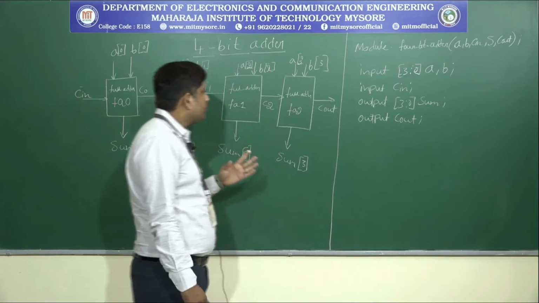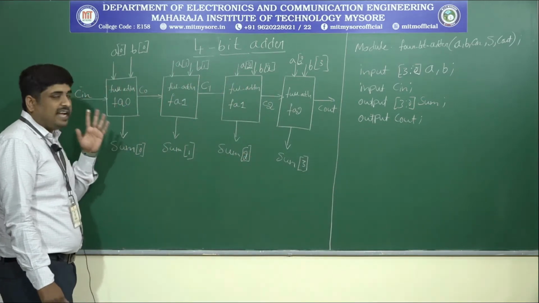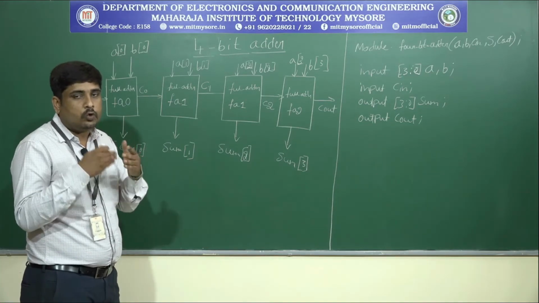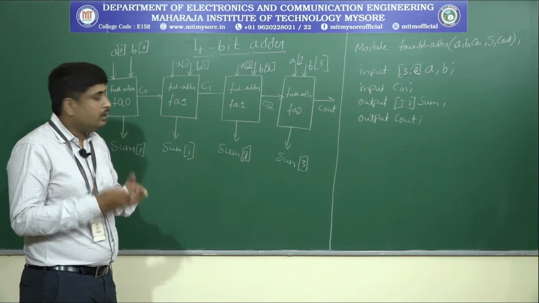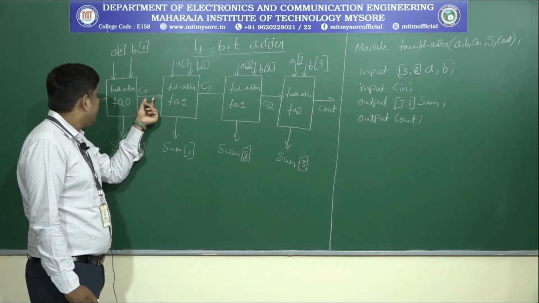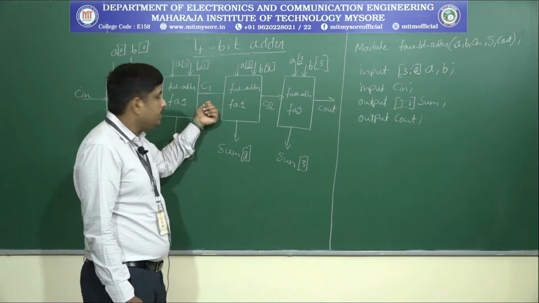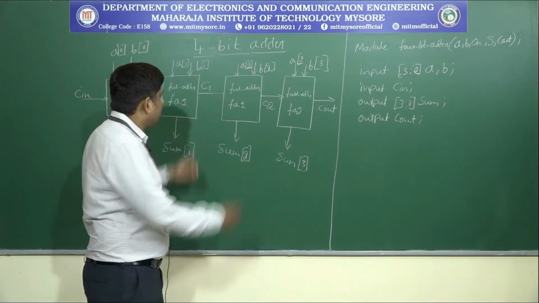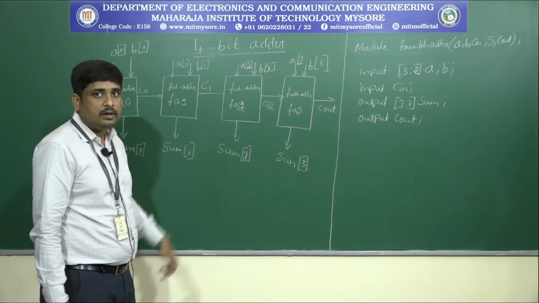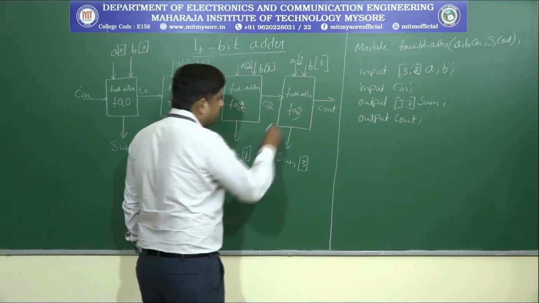So here, after you mention the inputs and outputs, we have to mention the nets. Nets means to connect what? Two gates or two blocks, right? So here C0 we call it a net because it's connected between FA0 and FA1. Then C1 is also called a net because it's connected between FA1 and FA2. Then C2 is another net, connected between FA2 and FA3, right?